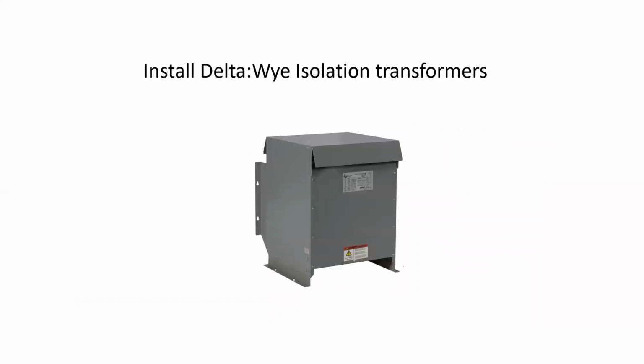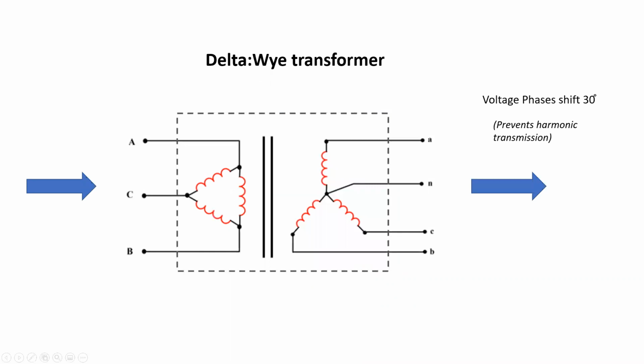Another option is to install delta Y isolation type transformers. Now, why would we use a delta Y isolation transformer? Well, this really is only a useful type of mitigation step if we're dealing with harmonics. The reason for that is a delta Y transformer will shift the phase voltages by 30 degrees. And this 30-degree shift, not all the time, but very often, prevents harmonics rather from being transmitted along the electrical system to another separately derived system.